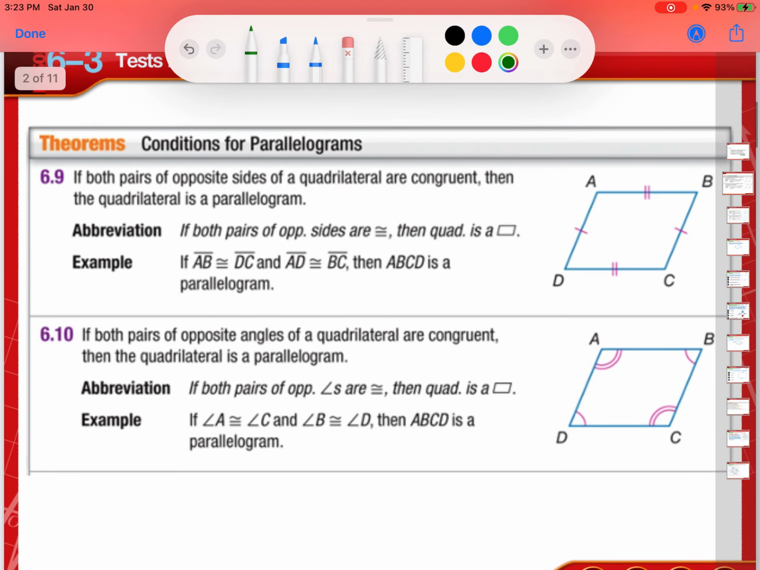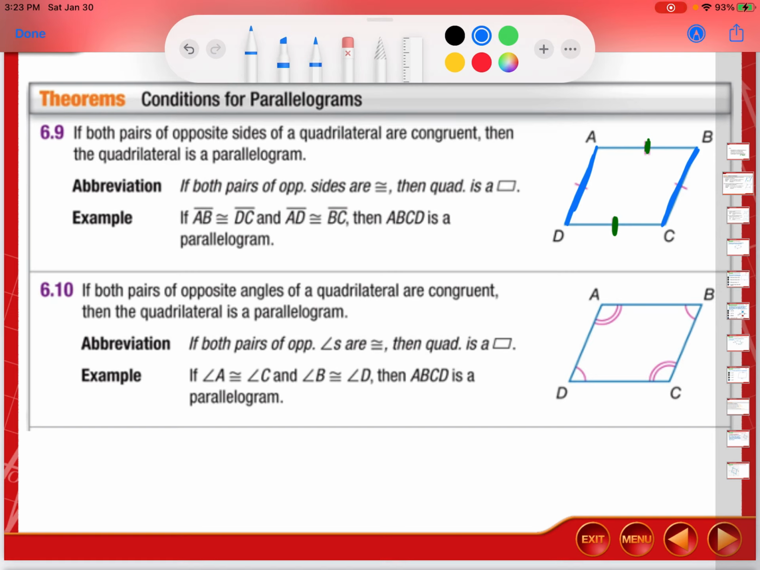All right, so we have 4 theorems to kick off. Our first one: if both pairs of opposite sides of a quadrilateral are congruent, then the quadrilateral is a parallelogram. So if our opposite sides, in this case AB and DC, are congruent, and sides AD and BC are congruent, then you have a parallelogram.